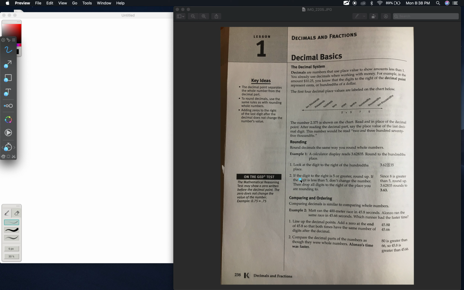So rounding decimal numbers is essentially the same as rounding regular numbers. As you can see here, since 8 is greater than 5, you would round the hundredths place up to a 3.